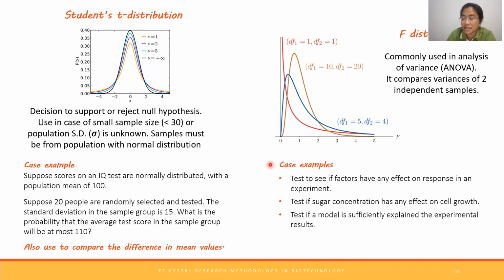A case example, this is very common. Most of the time you see it all the time, but maybe you haven't thought about it. It is the test to see if a factor has any effect on responses. Maybe you want to test if sugar concentration affects cell growth, or you are doing modeling or response surface methodology to test if the model sufficiently explains the experimental results. That's when you use the F distribution to see whether something affects something.